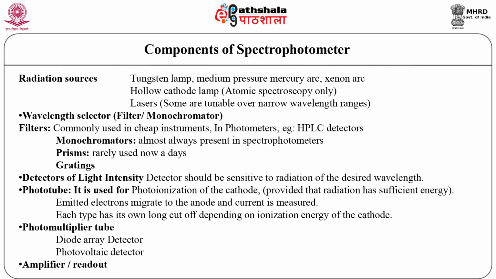Detectors of light intensity. A detector should be sensitive to radiation of the desired wavelength. The detector for each region of the spectrum differs because of the unique property of either the radiation itself or the source of electromagnetic radiation. Light sources produce a plentiful amount of photons in the visible region, and the photon energy is sufficient so that a simple phototube or phototransistor will generate enough electron flow to measure.